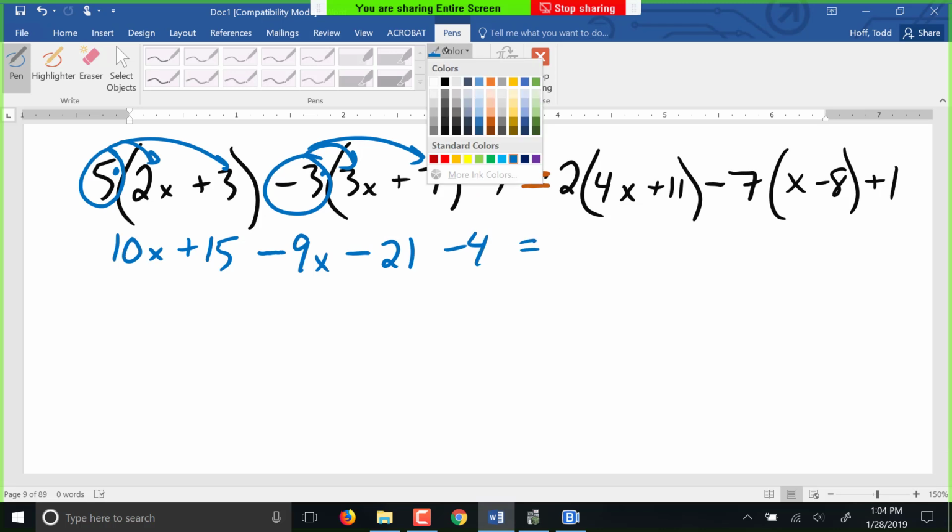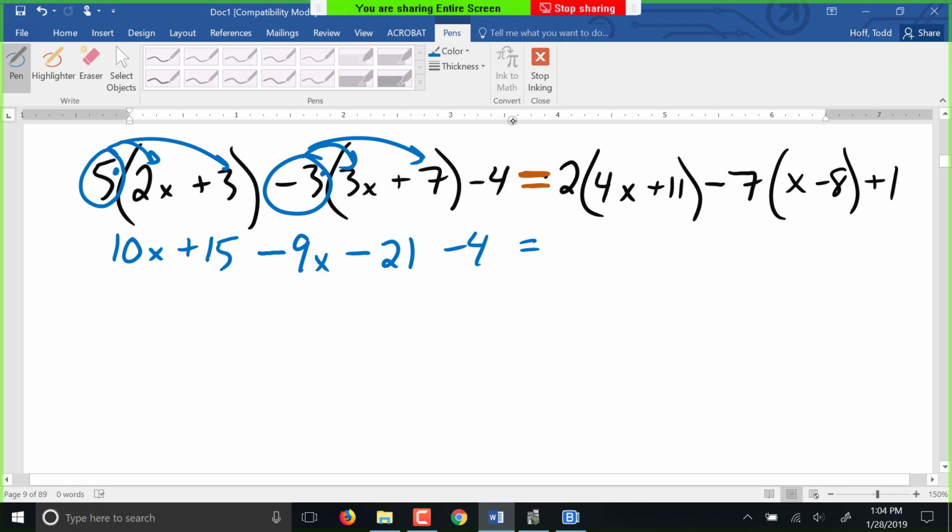So on the left side, we can still combine 10x and negative 9x make 1x or just x. 15, negative 21, and negative 4 make negative 10. Perfect. Minus 10. Now we've combined everything we can on the left side. Let's go to the right side.